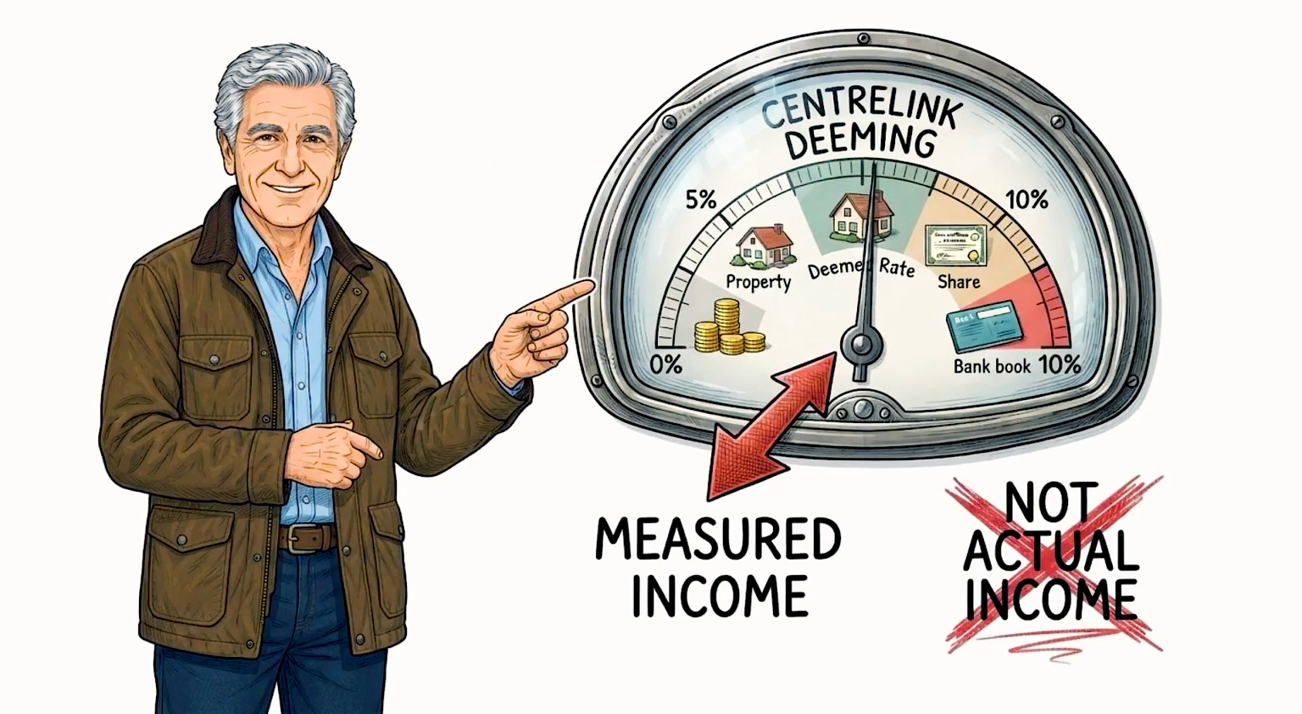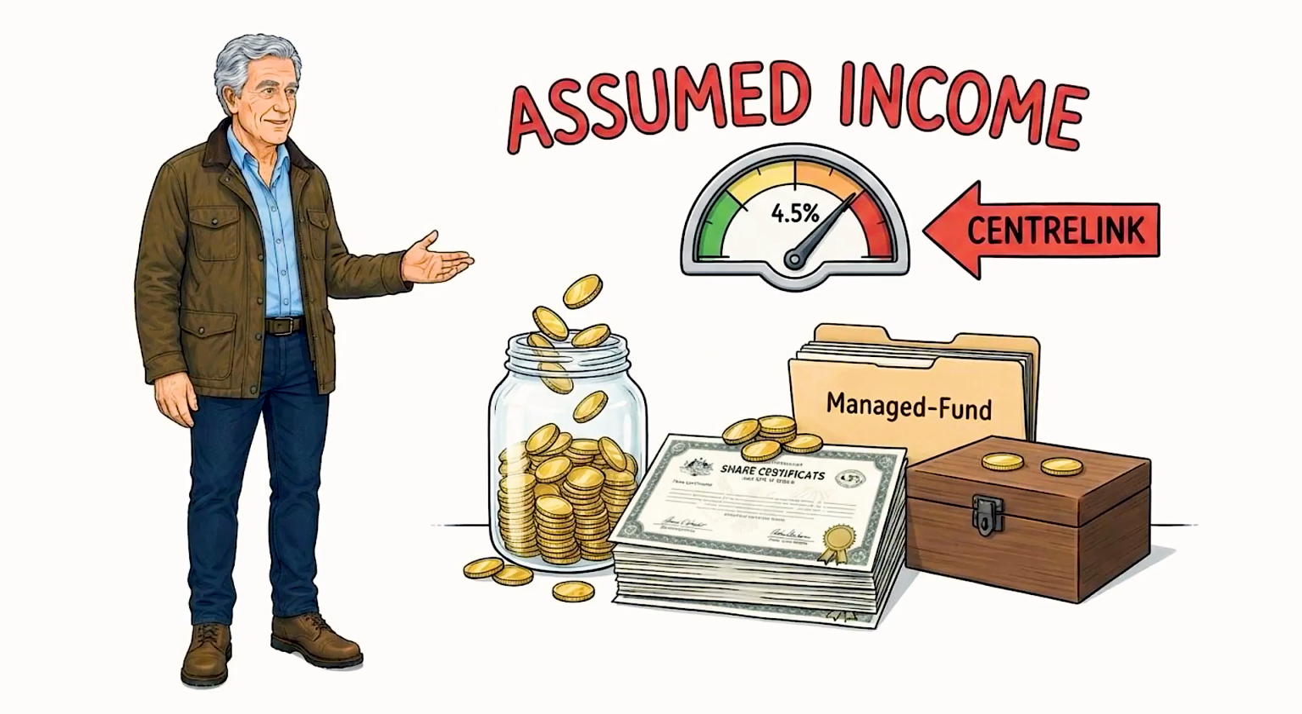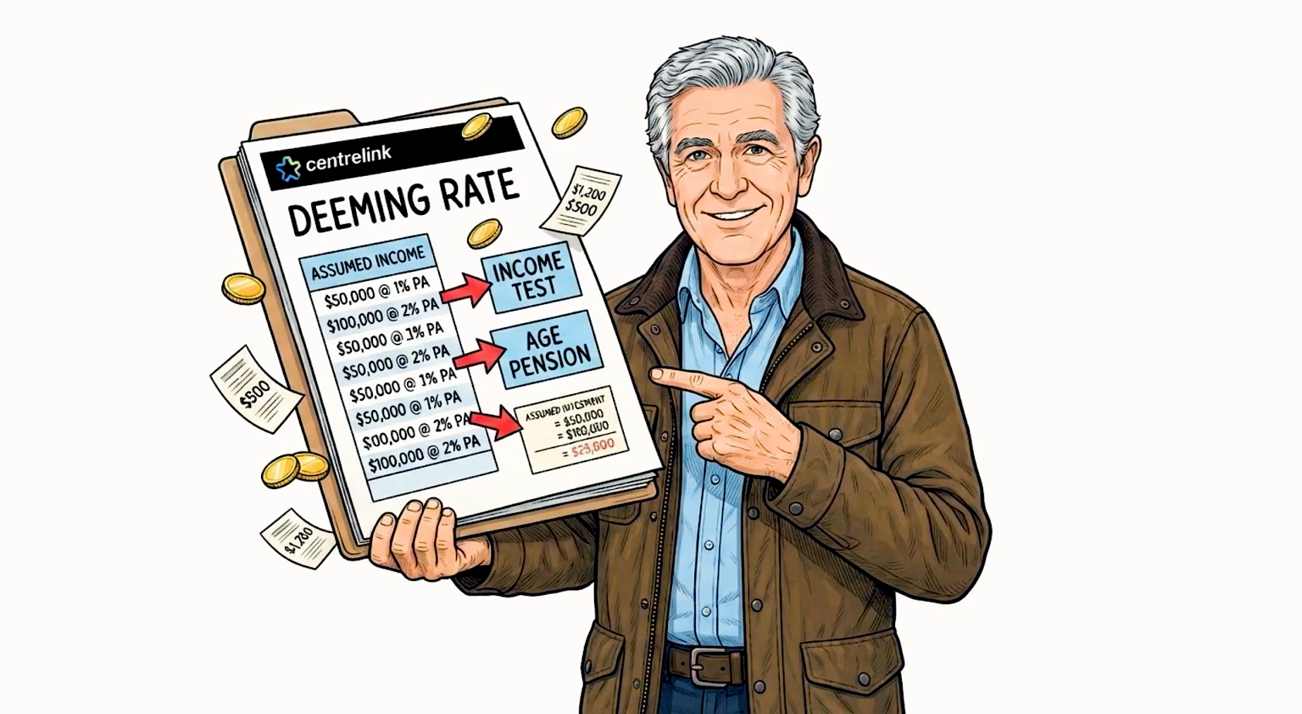In plain English, deeming is the way Centrelink measures the income from your financial assets, not your actual income, your assumed income. Centrelink looks at your savings, your shares, your managed funds, your term deposits, and it says, we're going to assume these assets are earning a set rate of return. That assumed rate is called the deeming rate, and the income it produces on paper, whether you actually received it or not, is what gets counted under the income test for your age pension.